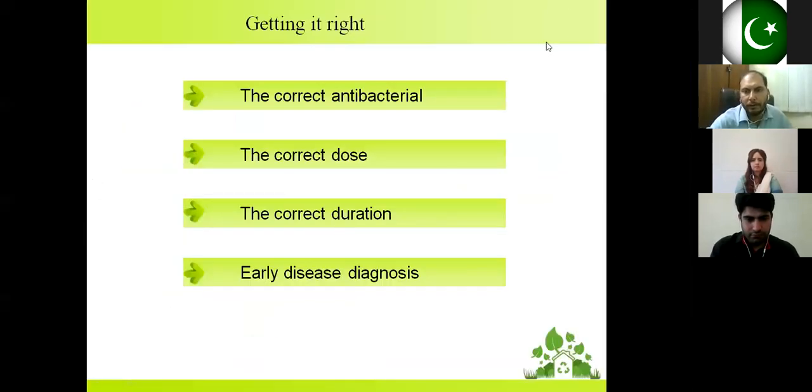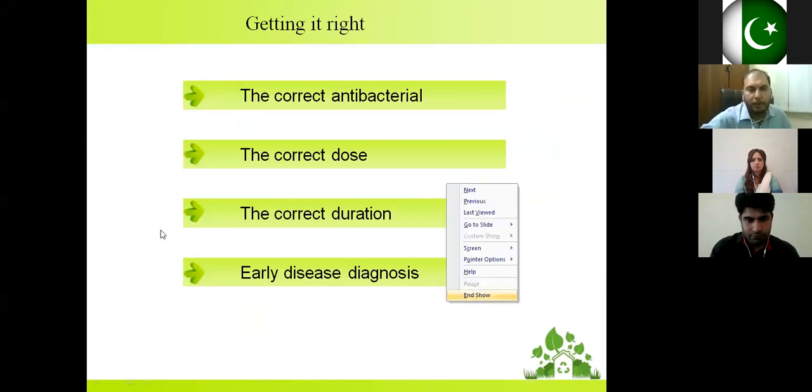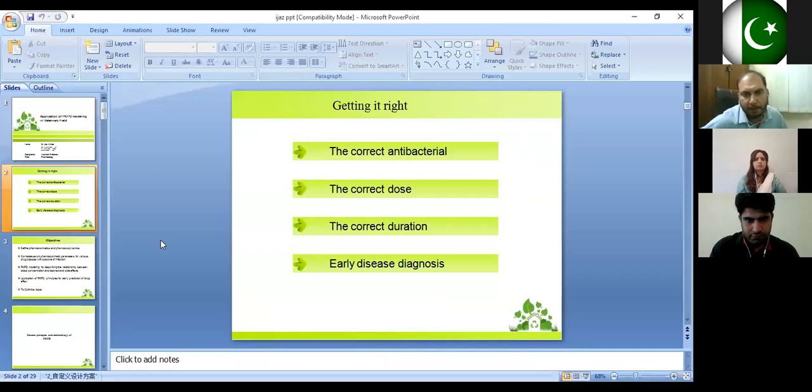So first of all, when we are prescribing a drug, especially for a doctor or practitioner or microbiologist, we should know that the antibacterial we are prescribing is the correct antibacterial which is working against that specific microbe or not. Second, we should also know about the correct dose, that the dose we are prescribing is the correct dose or a suboptimal dose or maximum dose. So we should take care also about the dose.